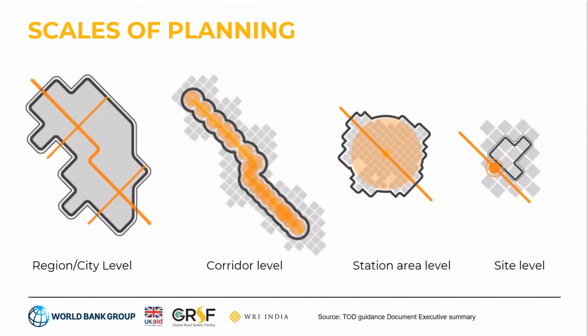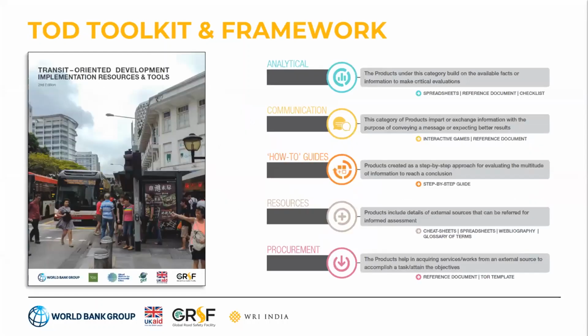and increasing safety. We can apply TOD at 4 scales, that is regional or city level, corridor level, station area level, and site level. The World Bank has developed a TOD toolkit consisting of implementation resources and tools that includes information on how to take on a TOD project from its initiation to completion. These include tools for analyzing the existing conditions, communication strategies, how-to guides that provide step-by-step guidance on evaluating different information, resources in the form of guidelines and best practices, and lastly, procurement resources to be able to include the requisite services and professionals for the tasks at hand.